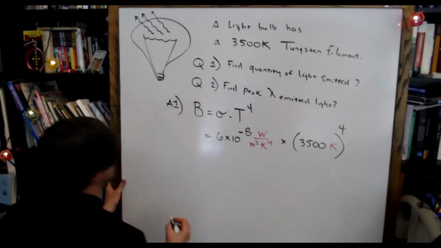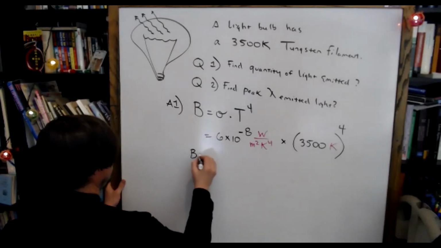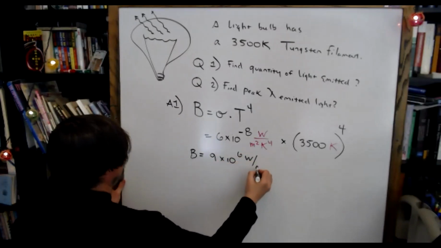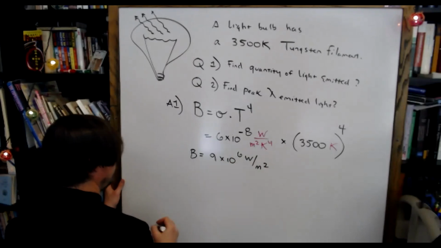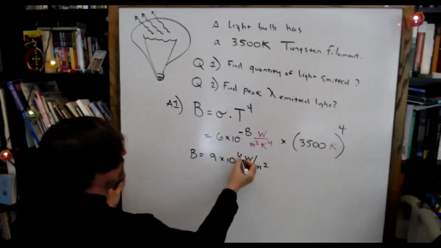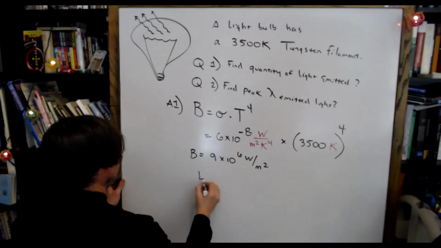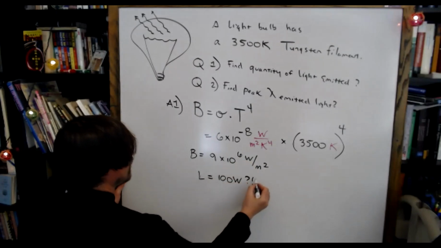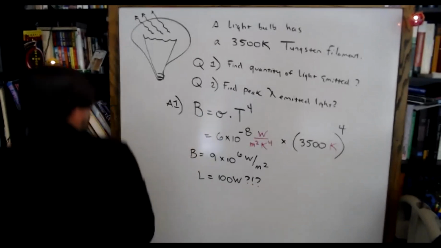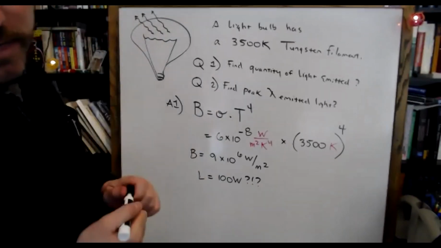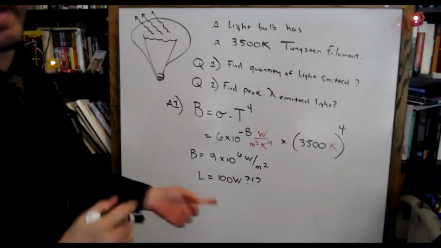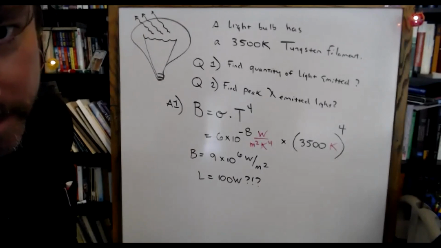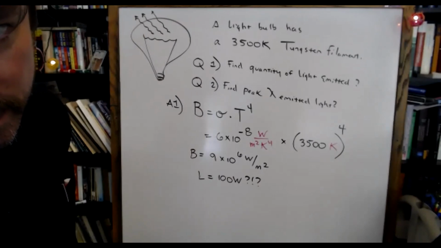Nine to the power of 6. 10 to the power of 6. So 9 million watts per square meter, right? Yeah. Brendan, does that sound like a lot to you, considering that the luminosity of the bulb might be like 100 watts? Yes. So how am I supposed to understand that? How can that tungsten filament be producing 9 million watts per meter squared, but the luminosity of the bulb is only 100 watts?